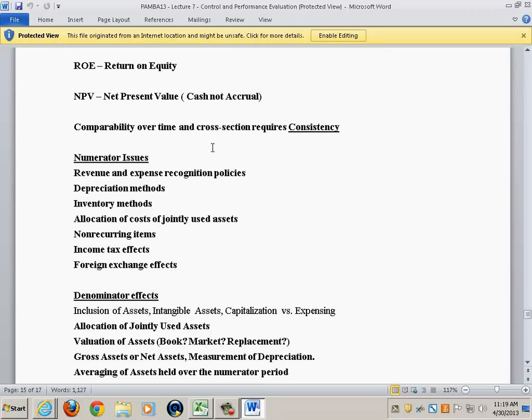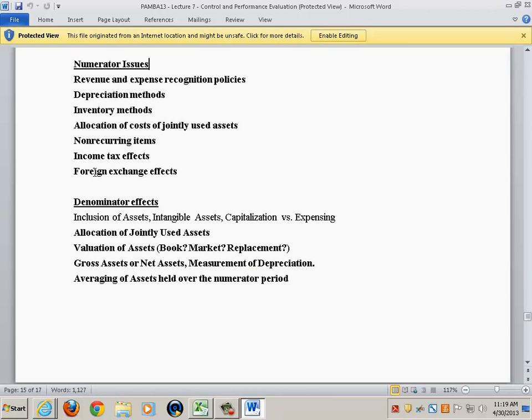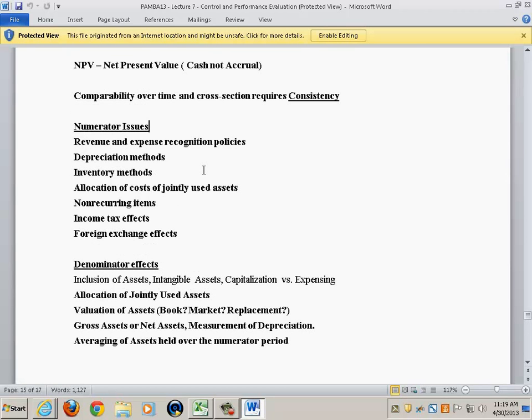So let's go to the measurement issues, and let's dichotomize them to measurement issues that reside with the numerator of the ROI, the profits, and what resides with the denominator, the asset base. So let's start with the profits. Well, with the profits, we'll go just over some of the more important issues very quickly, because you, as accountants, know what are the major issues in measuring profits.